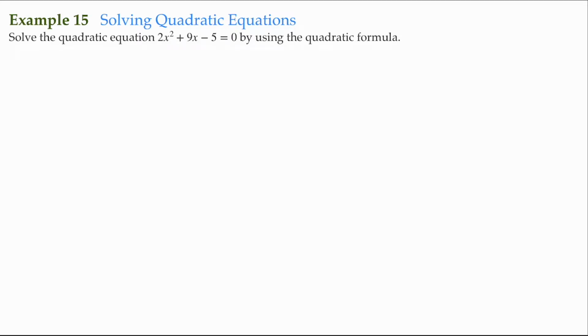So again, we continue solving quadratic equations, except this time we're going to use the quadratic formula. Every quadratic equation has a specific pattern. We've noticed that it's ax squared plus bx plus c, but there's also a specific relationship between each term of a quadratic equation.